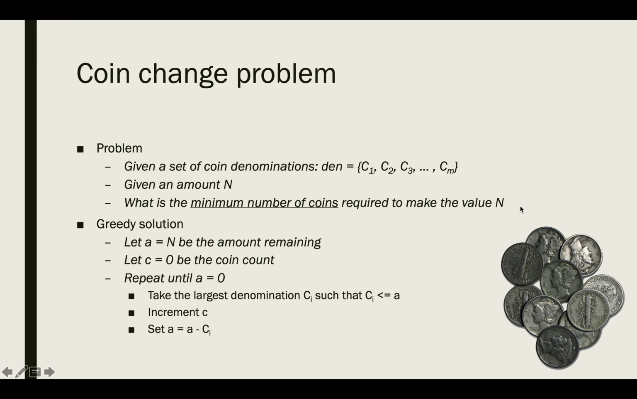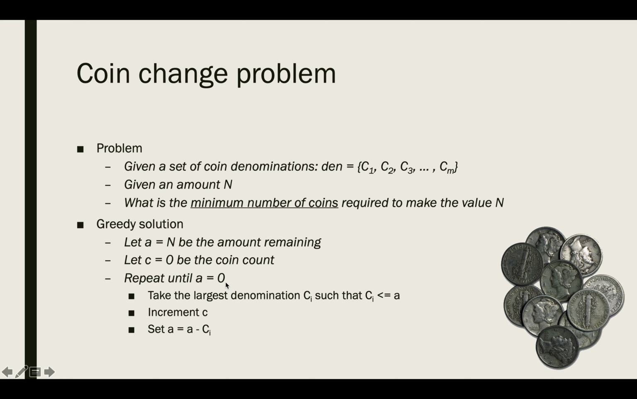So the greedy solution is going to work like this. We're going to store a temporary variable that holds our value n, and we're going to count coins with a variable called c. We're going to continue until our temporary variable is 0. We're going to reduce our value n over and over and over in a greedy way and try to make the best choice possible at each step.